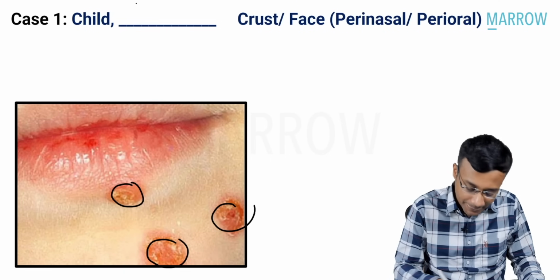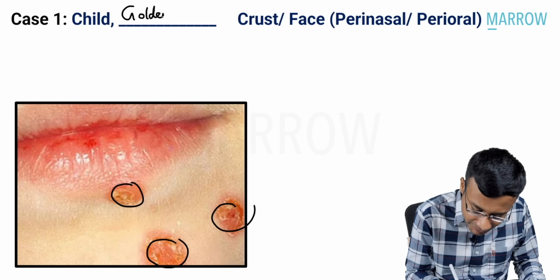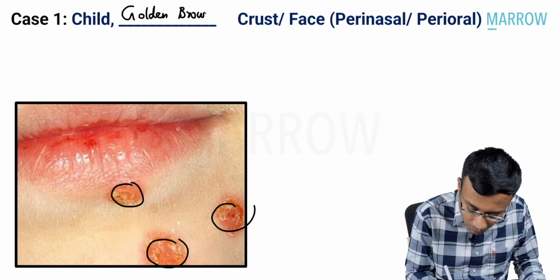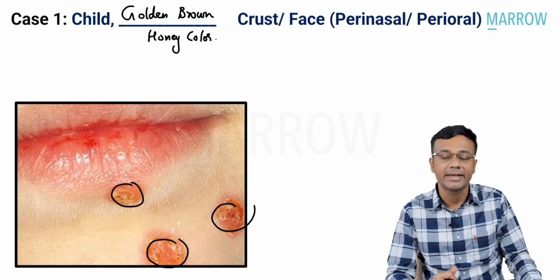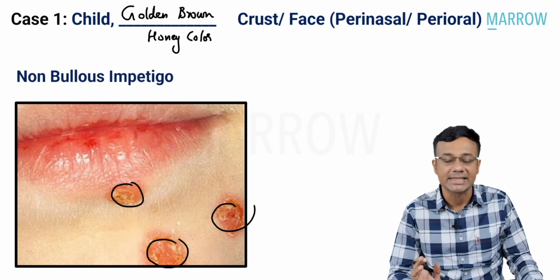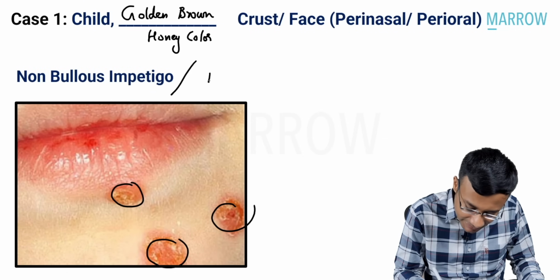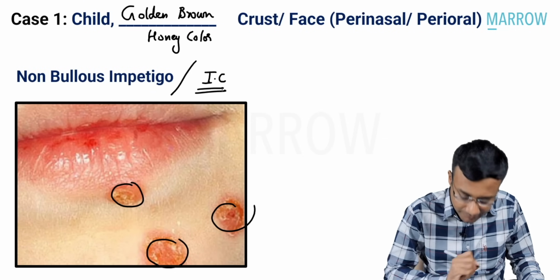We can call it a golden brown honey color crust. So we have a golden brown honey color crust which is distributed predominantly over the face, perinasal, perioral area. What are we talking about? Yes, this is non-bullous impetigo, also known as impetigo contagiosa.